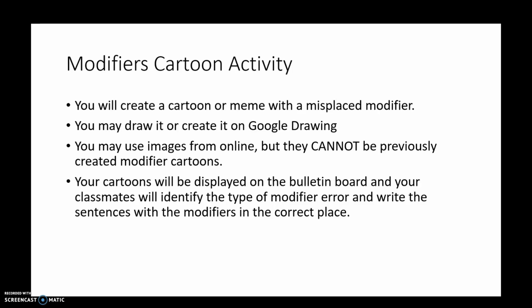Once they're all done, I'm going to print them or put up the ones that you've drawn on the bulletin board, and then your classmates are going to come by and identify which type of modifier error you wrote. Was it dangling, squinting, or misplaced? And then they're going to correct your sentence and put the modifier in the correct place. So go ahead and get started on that now.